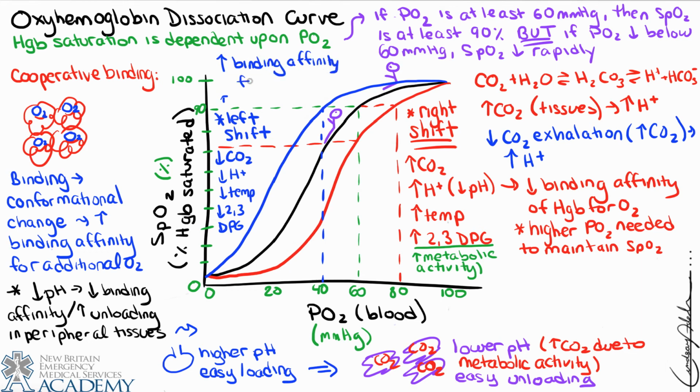And so what this means, let's think about this, is that when we arrive at the peripheral tissues, now if we take a look, we only have to have a PO2 of 40 to maintain our SpO2 of 90. It's going to be much more difficult for us to unload the oxygen where it belongs in the peripheral tissues.